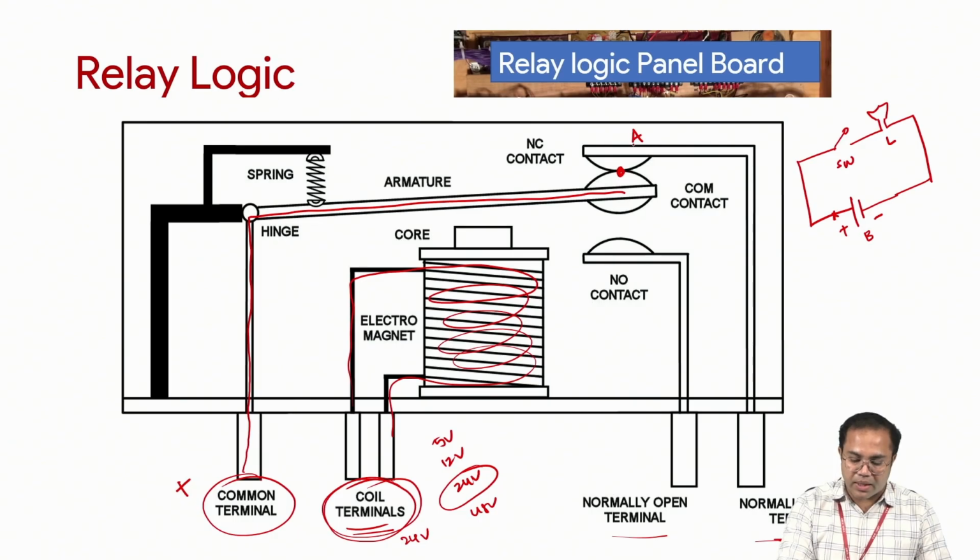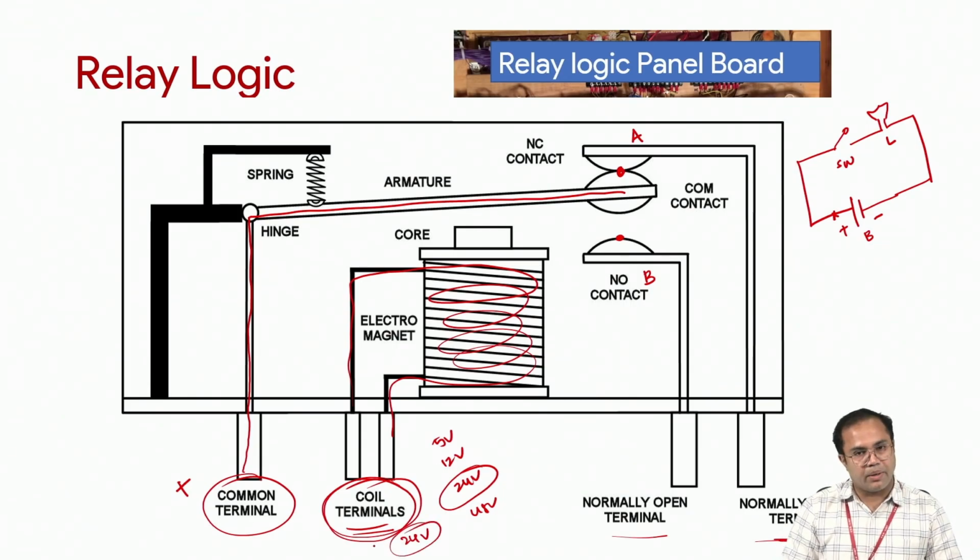So when it gets pulled by this coil, then what happens? Instead of contact with A, it makes contact with B. So it makes contact over here. This happens when I provide this supply. That's what the title justifies: electromagnetic switch.